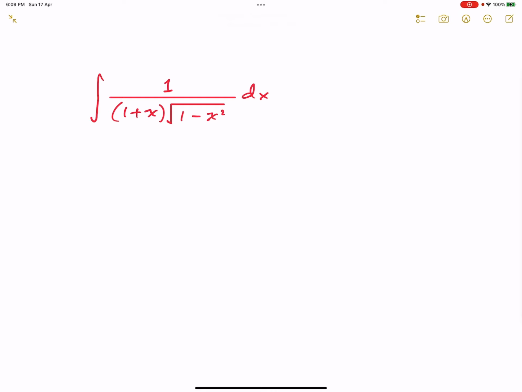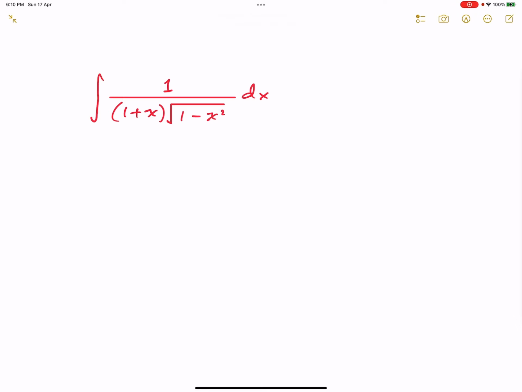In this video, I'm going to teach you how to solve for this indefinite integral. So we have here the integral of 1 divided by 1 plus x, all multiplied by the square root of 1 minus x squared, dx. So how can we solve for this integral? This is pretty much easy. What we can do here is use trigonometric substitution.